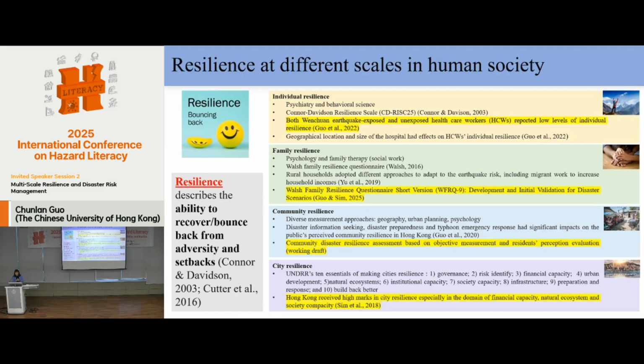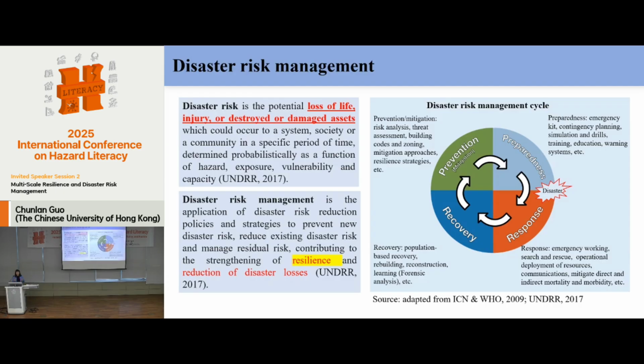Okay, so this is the summary slide. We understand that, in fact, in our human society, there is not only one resilience. There are resilience for individual, family, and community resilience, and city resilience. But there are still many scientific problems here. For example, we know there are different scales, but we do not know the connection among the different scales of resilience, and their interaction with our big disaster risk management. Even though the UN categorizes it into four phases, from prevention, preparedness, response, and recovery, how does resilience interact with disaster risk management?